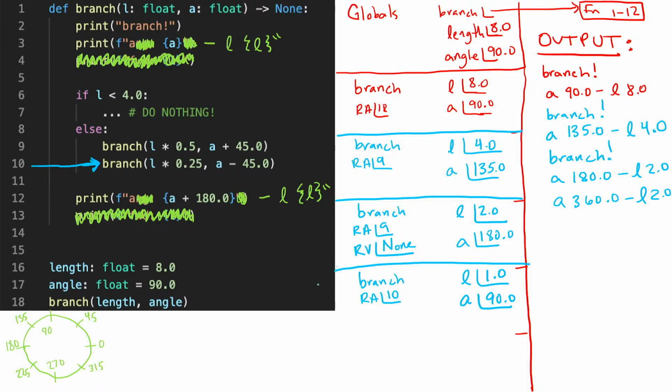And that frame is now set up. So what are we going to do? We're going to jump into that frame. So now the current frame is the frame that we just established. You're done establishing a frame as soon as you set up its parameters and its return address. We go back up to the top, and what we're going to do is print branch again. And this time around, A is 90 in our current frame, and L is 1.0.